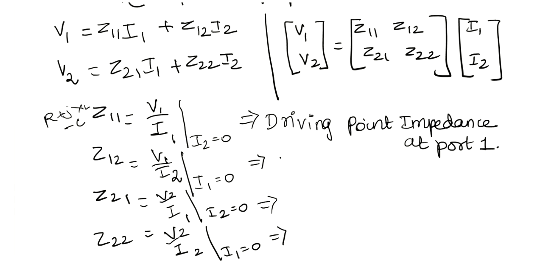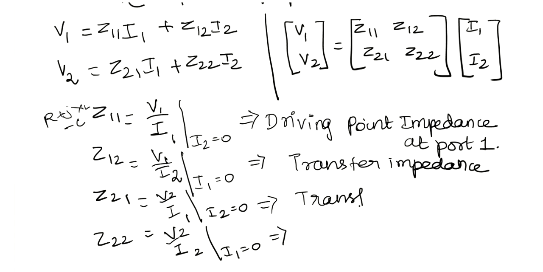The second name is transfer impedance. Transfer impedance is used for the other two parameters, only when the suffix numbers are 1 and 2. See, here it is the combination 1 and 2, and here it is 2 1. If there is a change from 1 to 2 or 2 to 1, we call it a transfer, from one port to the second port or the second port to the first port. That's why it is called transfer impedance.